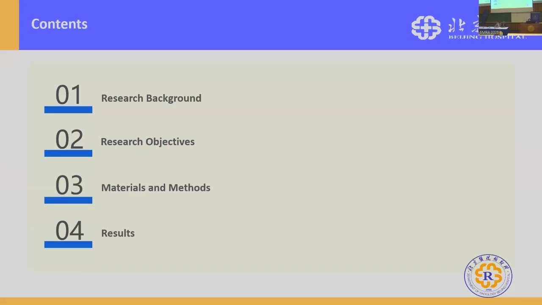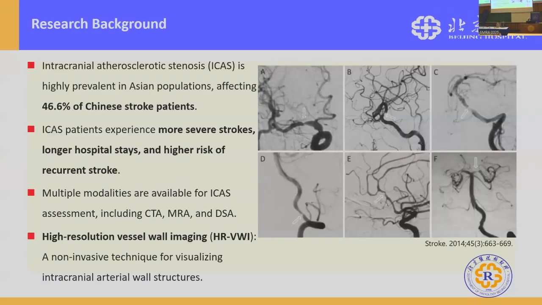Under 4 main sections: the background, objectives, materials and methods, and the results. ICAS is highly prevalent in Asian populations. ICAS patients experience more severe strokes, longer hospital stays, and higher recurrent risks, while conventional imaging methods can assess ICAS. High-resolution vessel wall imaging offers unique advantages by non-invasively identifying high-risk plaques and providing more accurate stroke risk assessment.